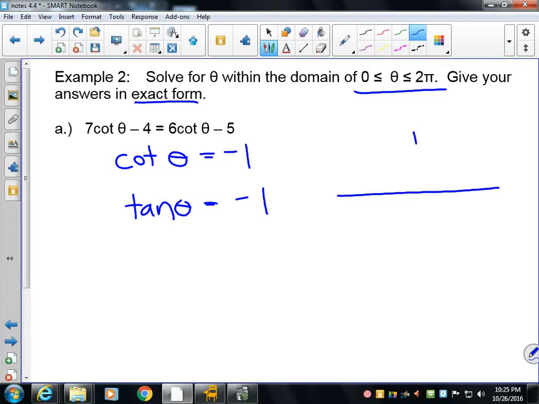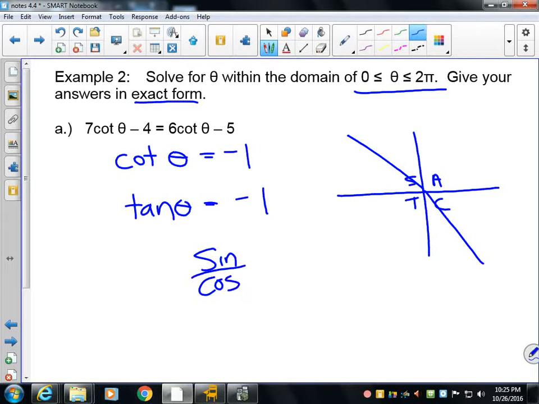Where is tan -1? Well, if we look at our CAST rule, tan is negative in this quadrant and in this quadrant down here. We can do a couple things. We can remember that tan is sine over cos. And so how do we get sine over cos? If we look at our unit circle, we get 1 comma 0. We get root 3 over 2 comma 1/2. We get root 2 over 2 comma root 2 over 2.